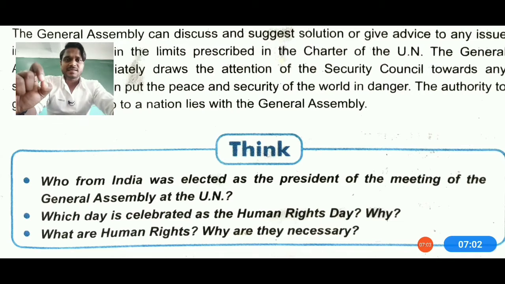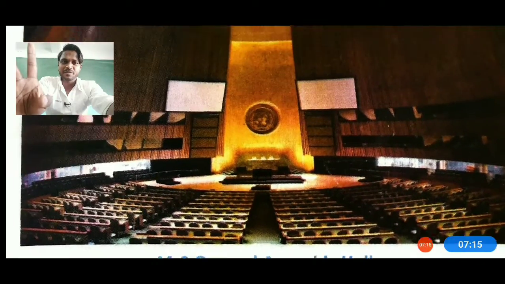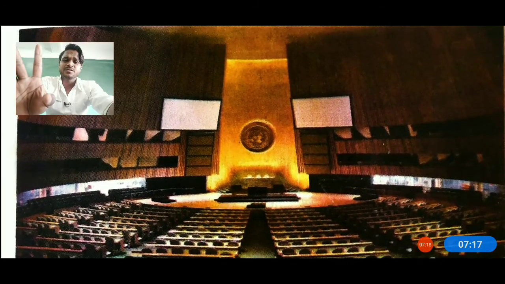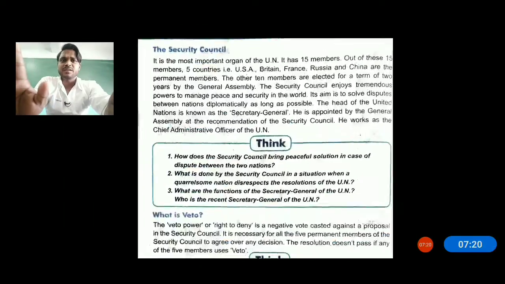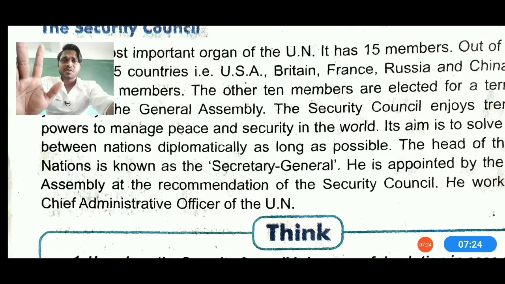Now, in the Things to Know section, it asks who from India was elected as the president of the meeting of the General Assembly of the UN. The answer, you know, is Srimati Vijay Lakshmi Pandit. Other answers you can write by yourself. Don't take help from anyone. And if you really don't know the answer, then you must get help from your teachers, friends, or elders. Now see, next comes the Security Council.